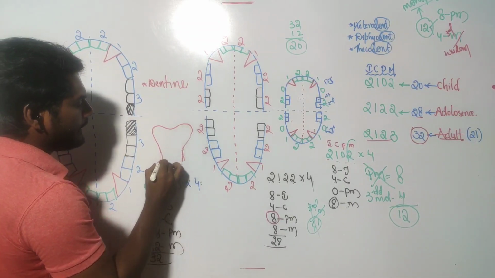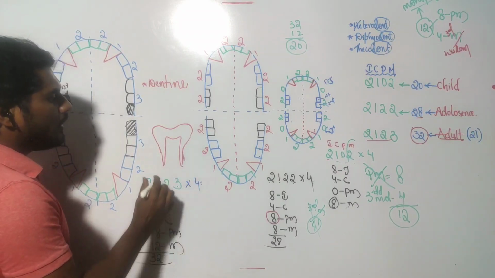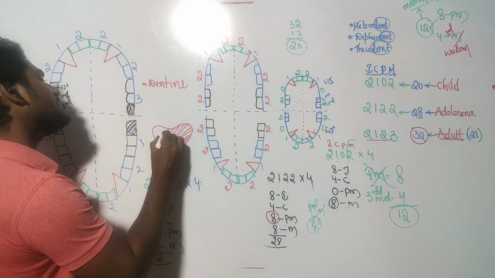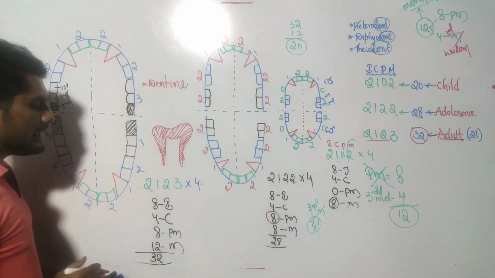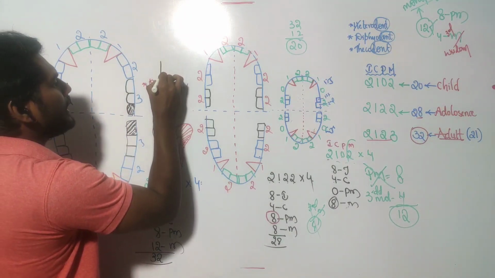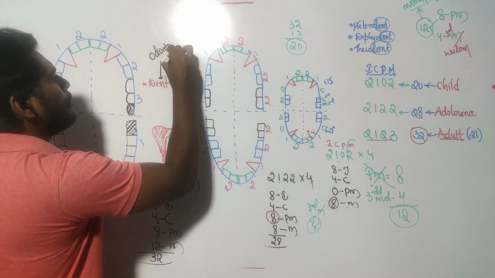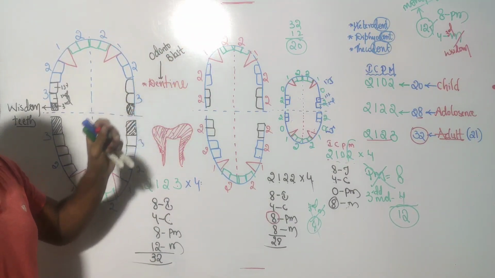All this material is made up of dentine. And this dentine is secreted from a specialized cell. The cell which is secreting the dentine is called the odontoblast.